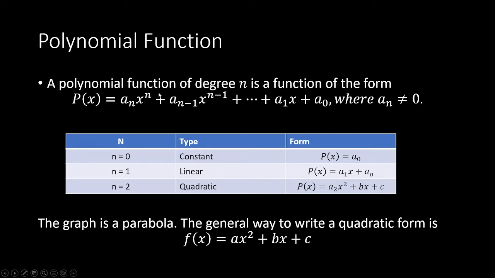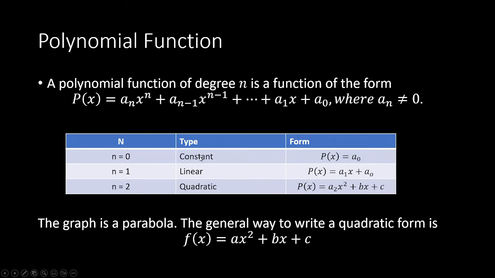If this is 0, it just cancels out. You cannot have a polynomial function like that with that form. So there are many cases. There are special names for when n is a certain number. So let's say n is 0. If n is 0, we say constant function, where the form is p of x equal to a sub 0, which is this part right here.